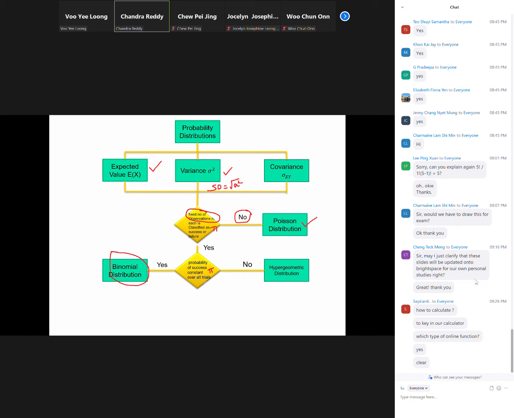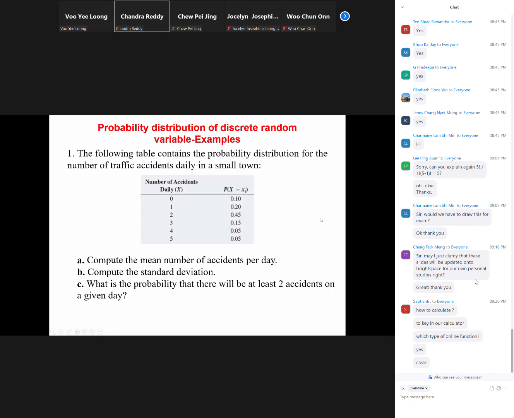There's another category, which is the hypergeometric distribution, and this we are not discussing. So we are focusing only on the Poisson distribution and the binomial distribution, because these two distributions find a large number of applications in business studies. All right. So this is the summary of the topic on discrete probability distributions. So discrete is the term. All right, let us look into some examples, some questions.